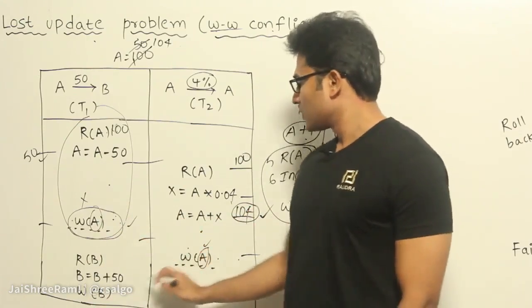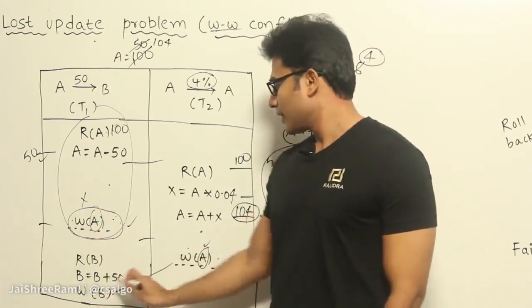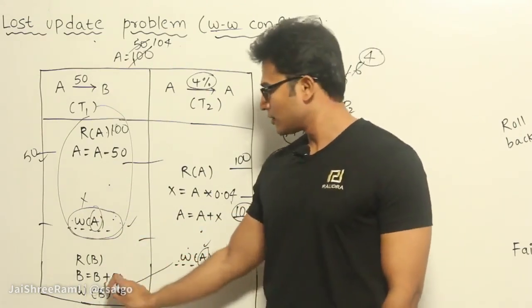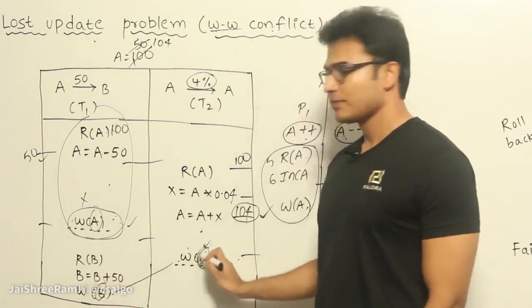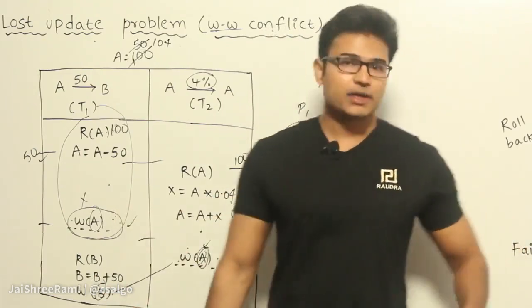See, this one and this one are not going to give us any conflict, because even though it is write-write, here it is about B and here it is about A. So the two writes have to be on the same data item. Got it? Okay, let's look at the other problem.